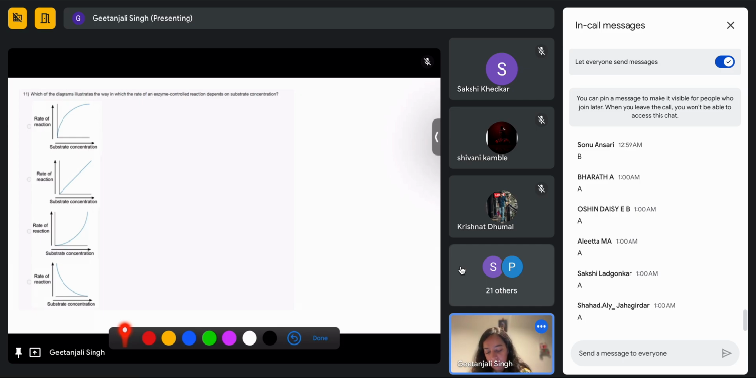Now let's move on to the next question. Which of the diagrams illustrates the way in which the rate of an enzyme-controlled reaction depends on substrate concentration? We just discussed this. Give me an answer. This one is a very simple one.